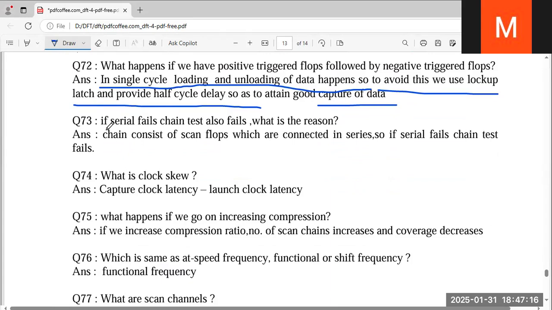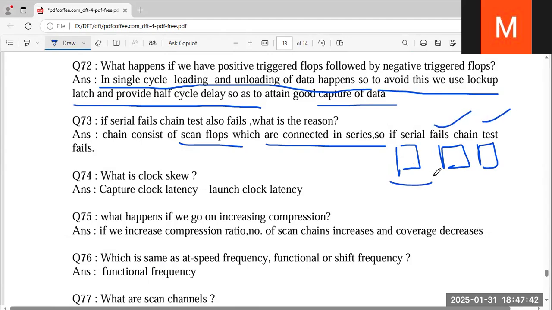The next question is, if serial fails, the chain test also fails. What is the reason? The chain consists of scan flops, which are connected in series to form a scan chain. So if serial simulation is failing, then automatically the chain integrity test gets failed.